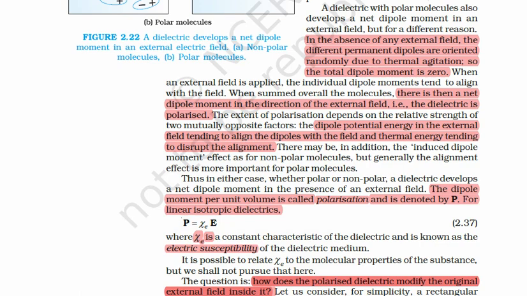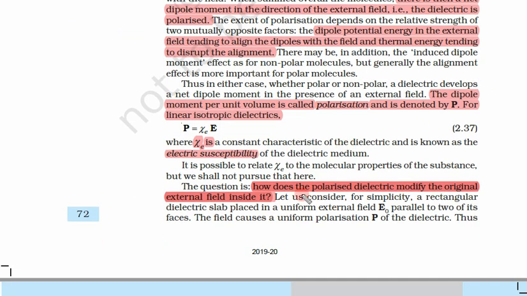Now let us come to the important question: how does the polarized dielectric modify the original external field inside it? So there is an external field. If the material has become polarized, then how will it affect the external field inside it?